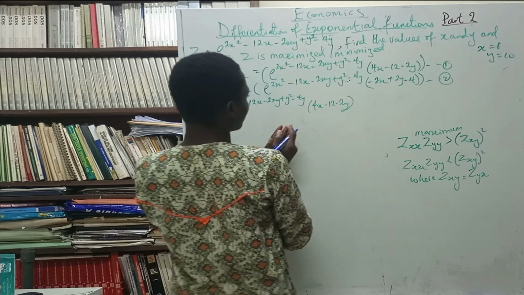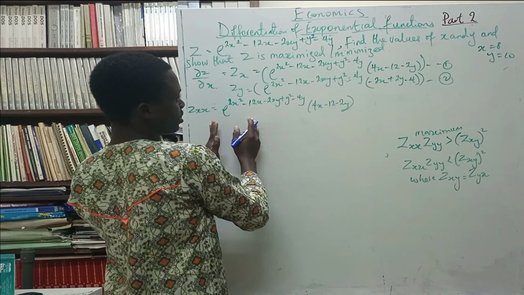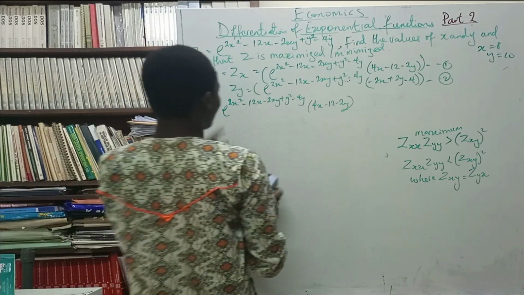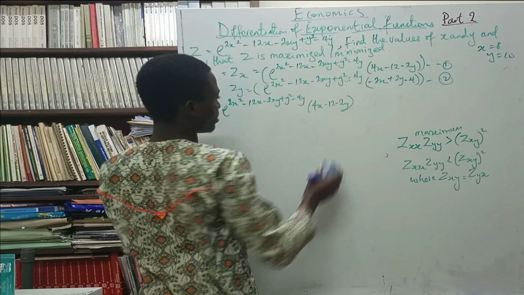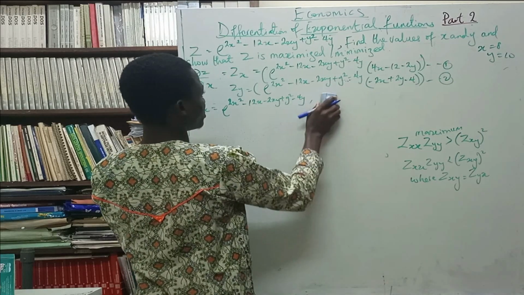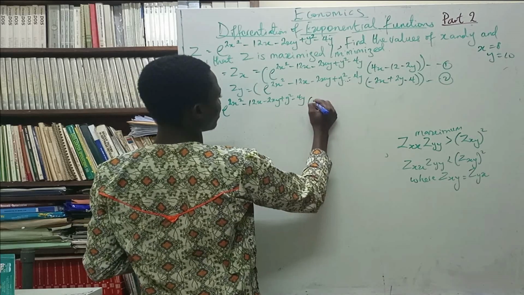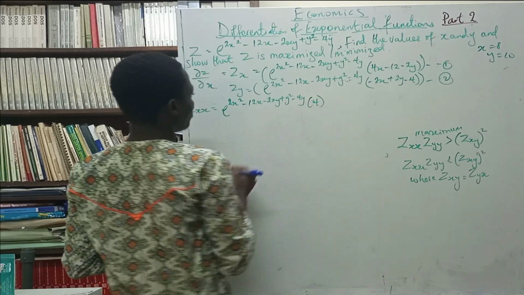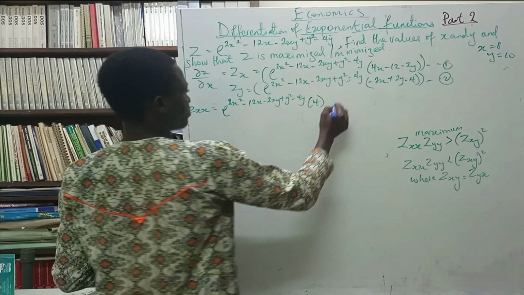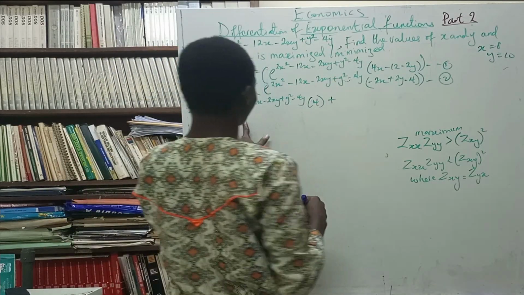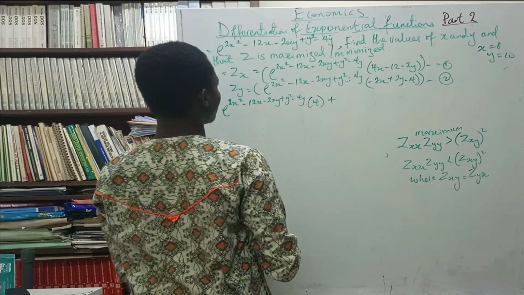Actually, we now have to differentiate. We are leaving this and we are differentiating this, right? By the time we differentiate this with respect to x, it's only 4 that we have there, multiplied by 4. Okay, so plus, we then differentiate this. So first we left this and we differentiated this with respect to x.